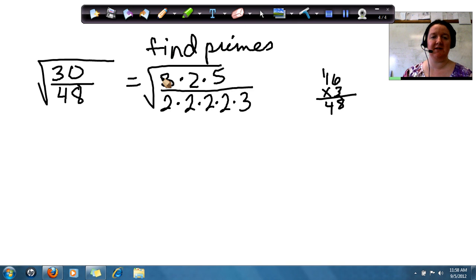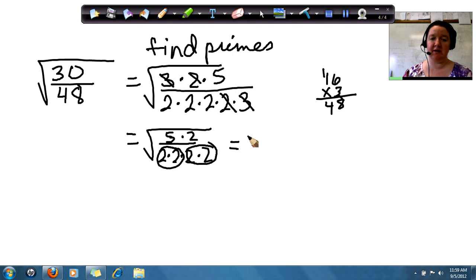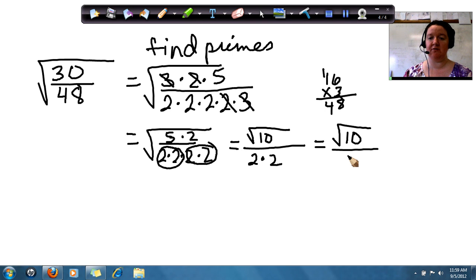The first thing you can look at is let's cancel out things if we can first. So the 3's can go away. We also have a 2 on the top and a 2 on the bottom that can go away. So right now we have the square root of 5 over 2 times 2 times 2. But we actually want to end up with something where we have a pair on the bottom. So I'm actually going to multiply the top and the bottom by a similar number, so that I have two pairs on the bottom. So now I have a pair here, and I have a pair here. So now on the top, I have the square root of 10. On the bottom, I have 2 times 2, which would give me the square root of 10 over 4.